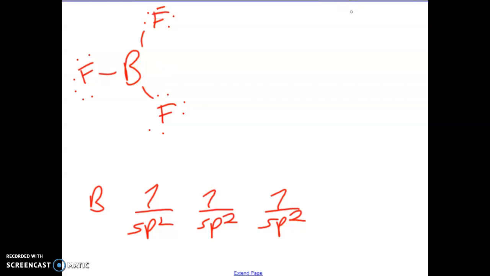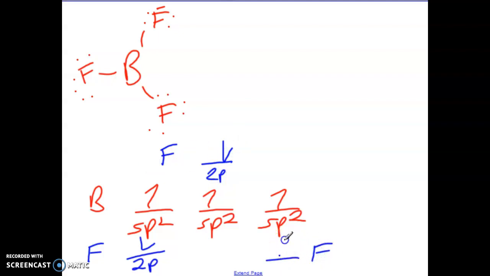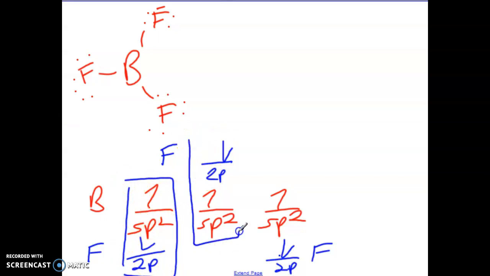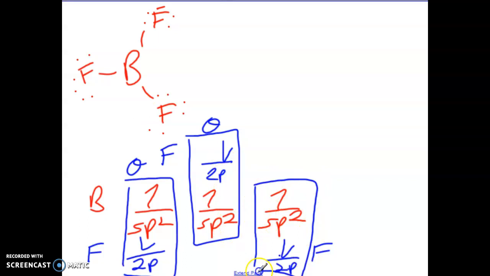I'm going to use blue for fluorine. So we're going to have fluorine, 2p. We're going to have another fluorine. I'm just separating them so we can see a distinct difference in each fluorine. So here we're going to have a sigma bond between one sp2 and 2p. Here's another sigma bond between this second fluorine and boron. And then we're going to have a third sigma bond between the last fluorine and the sp2. So those are our sigmas here.